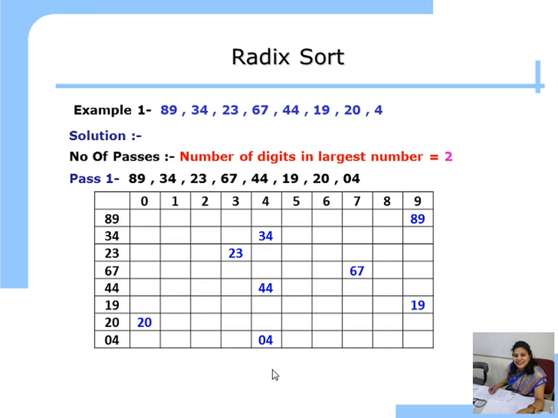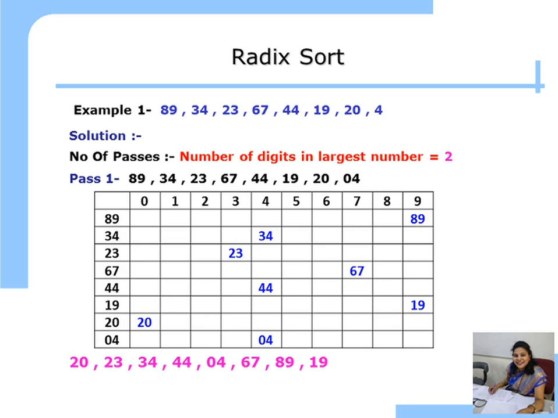If any bucket has more than one number, take an example, bucket number 4 has 3 numbers: 34, 44 and 4. While collecting the numbers from bucket number 4, we go from top to bottom. So we first write 34, then 44, then 4. So what will be the list after pass 1? It will be 20. Then bucket 1 doesn't have anything, bucket 2 doesn't have anything. Then next is 23, then 34, then 44, then 4, then 67, then 89 and 19.